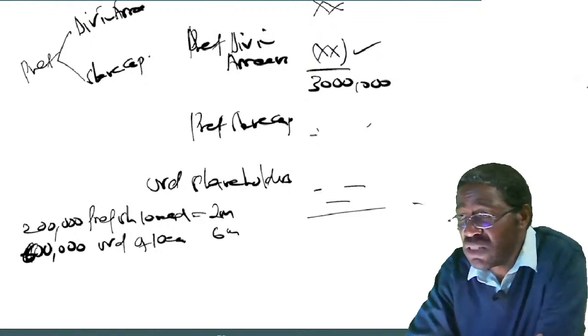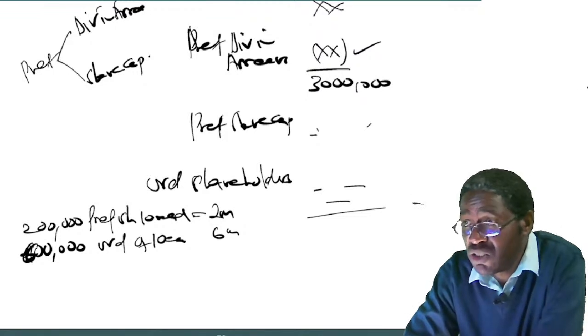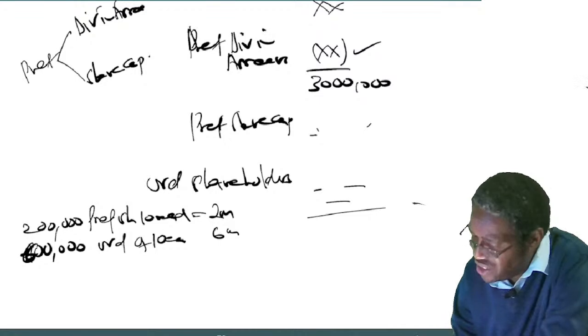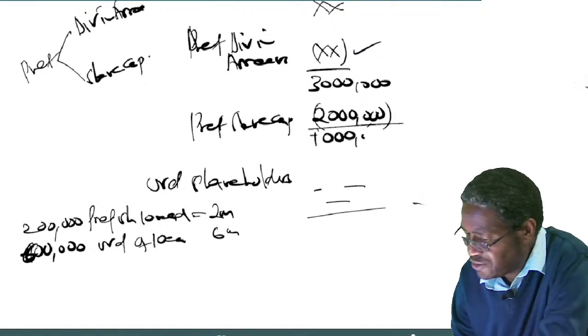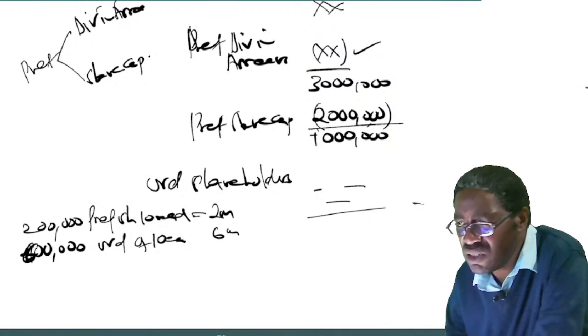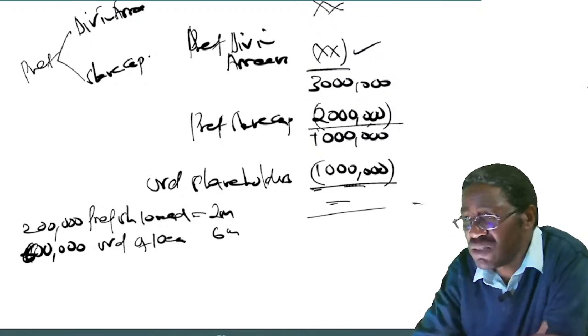You say, okay, after paying the arrears, what am I paying next? Preference share capital. When you go to the balance sheet, you find we owe them 2 million. So you paid them their 2 million. Obviously, you remained with a balance of 1 million. That 1 million, I told you, all of it, give it to the ordinary shareholders so that you remain with nothing.